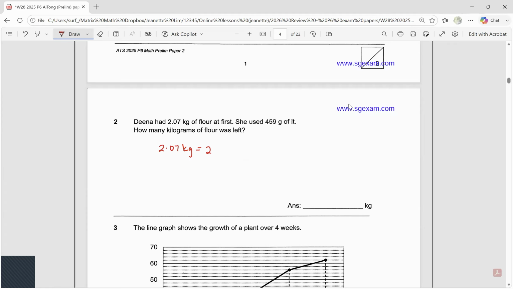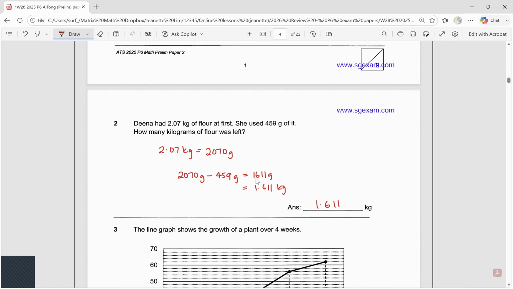So 2 kg is 2,000. So times 1,000, 2070 grams. Okay, so to find what's left, I'll take total minus 459 grams, which is 1611 grams. To convert it to kg, divide by 1,000, so 1.611 kg.